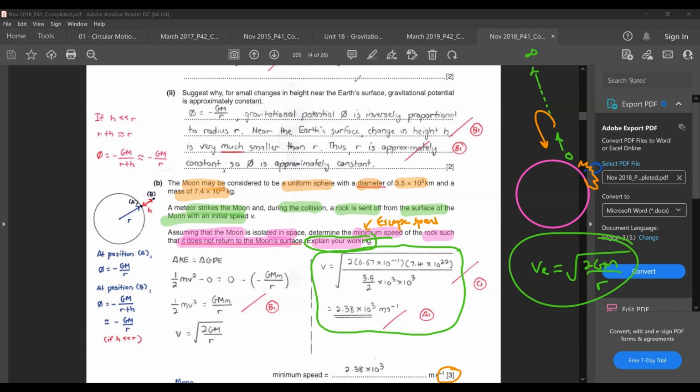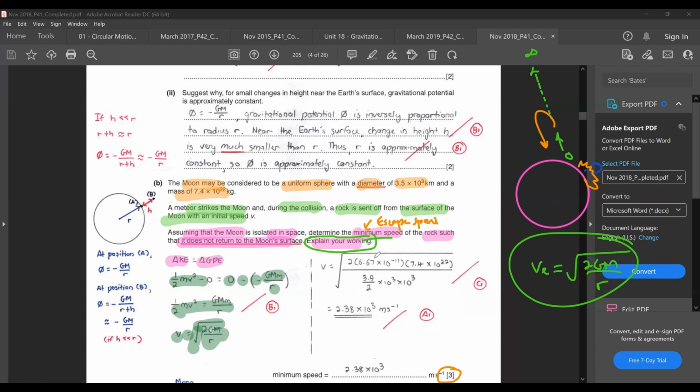In my case, you notice that the working here is deriving out the escape speed equation. The derivation, as I mentioned to you last time: as your object is trying to escape, you have losses in KE as well as gain in GPE. So they're interrelated with each other through conservation of energy. You will have half mv squared minus 0 equals 0 minus negative GMm over r, eventually giving you v equals square root of 2GM over r.